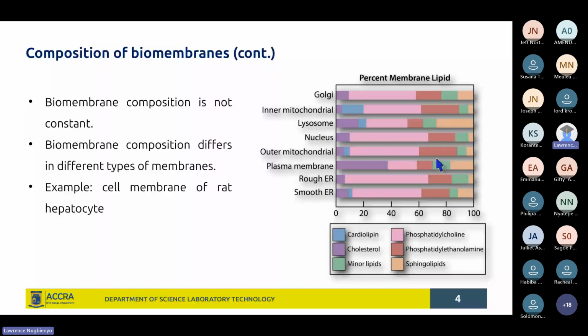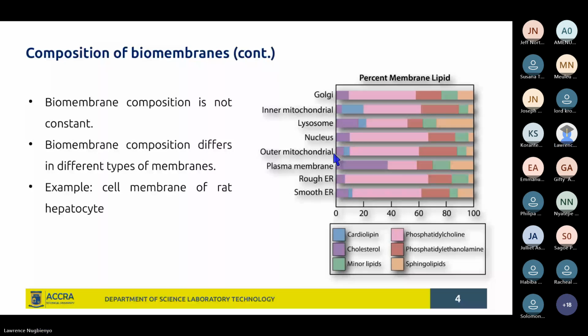So you do see these kinds of differences in the composition of the different membranes, depending on the organelles we are looking at. And even if you look at different cells, you'll see some of these differences. So clearly, biomembrane composition is not a constant thing. It differs from cell to cell, and it differs from organelle to organelle. This is not something you should be scrambling in your head, because I know many of you like to memorize all sorts of things. This is not something you should be memorizing.